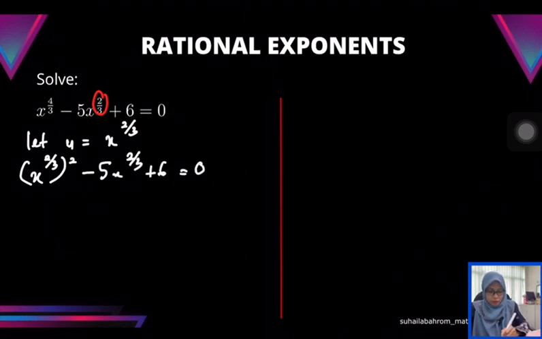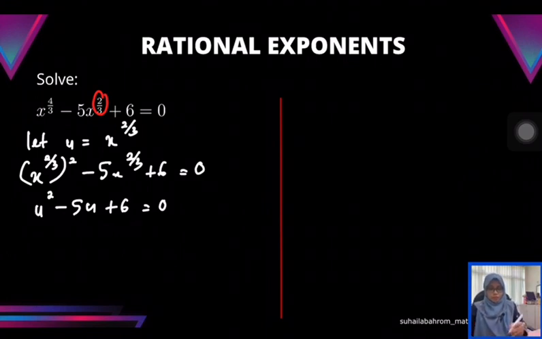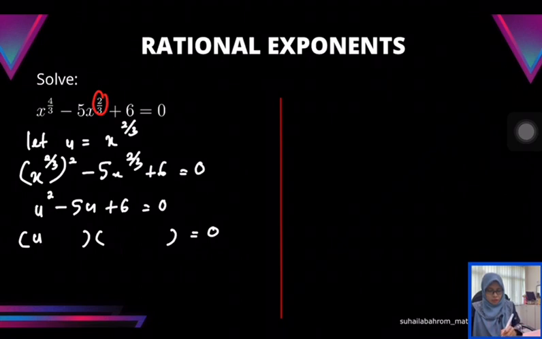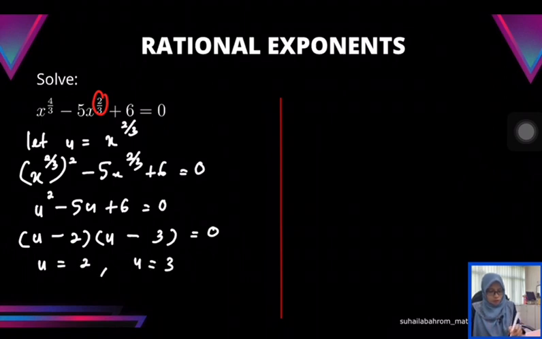And then x power of 2 over 3, we can put in terms of u. So u squared minus 5u plus 6 is equal to 0. And then we can solve this quadratic equation by factorizing. So 2, 3, minus, minus. So you will get minus 5u in the middle and then plus 6. Therefore, we will get two values of u. u is equivalent to 2 and u is equivalent to 3. So change back in terms of x.